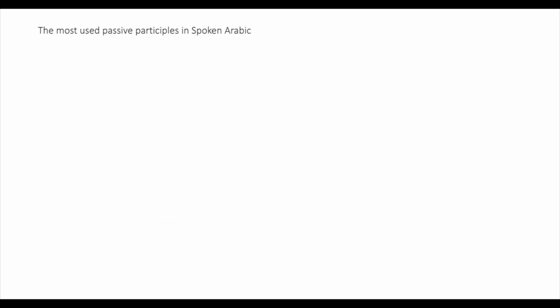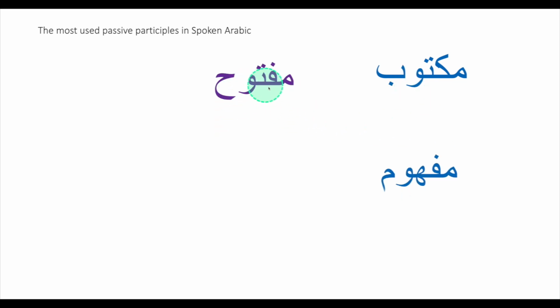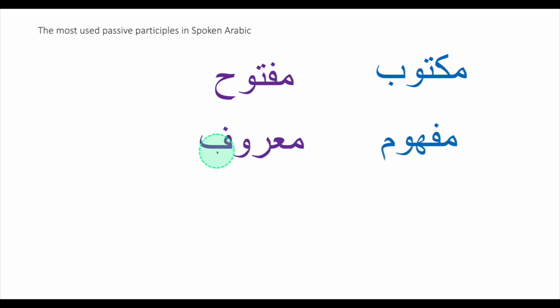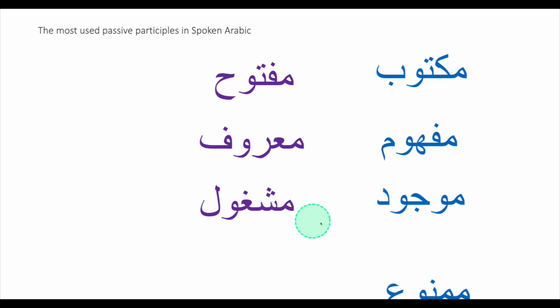Now I'll read and show you some of the most used passive participles in spoken Arabic and equally in modern standard Arabic. مكتوب, which means written. مفتوح, open. مفهوم, understood. معروف, well known. موجود, available or present. مشغول, which means busy or occupied with something.